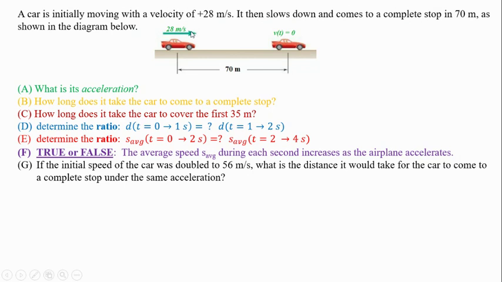So here we have a scenario where you have an object moving to the right with a velocity of positive 28, and then it's going to slow down and come to a complete stop, and the distance given here that's required to do so is 70 meters in the diagram. Okay, so initial velocity is positive 28 as indicated by the vector arrow there. Your final velocity, aka v of t, is 0, and the distance is 70. So let's knock out part A and B.